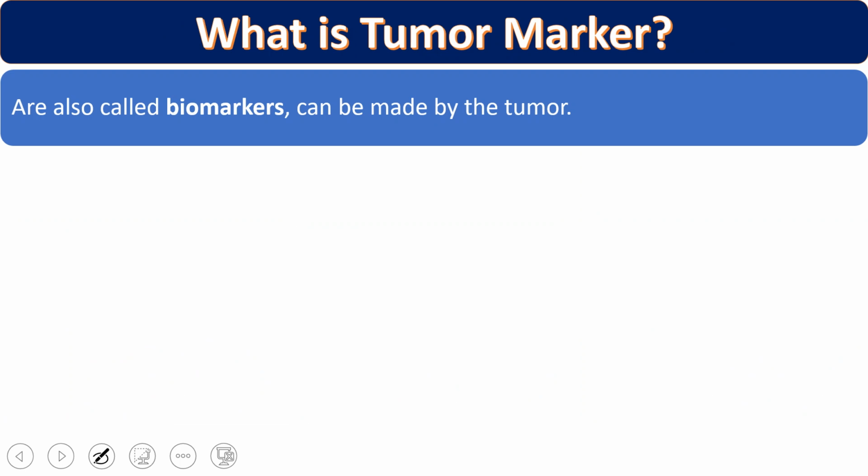Tumor markers are also called biomarkers, and as the name suggests, it is a marker. It is used for identification, detection, and screening. That's why it is called a marker, and it is related to tumor. So it is called a tumor marker, which can be produced by tumor cells or the surrounding or nearby cells, and which will help us in the detection of tumors.